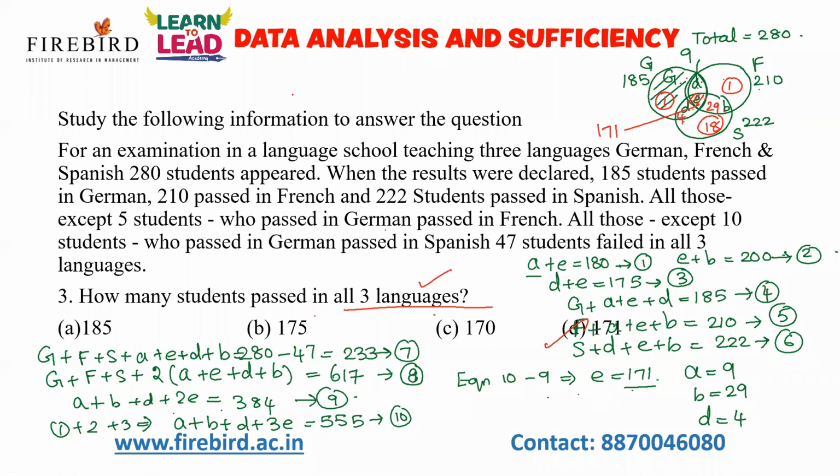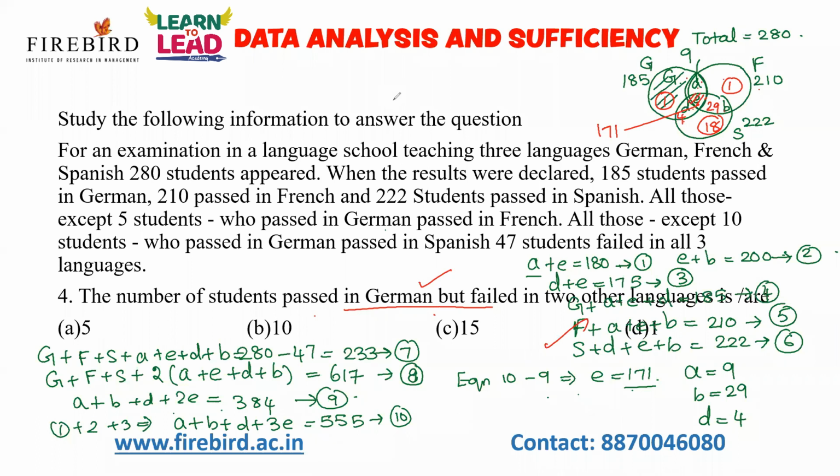The number of students who passed in German but failed in other 2 languages. Who passed in German only, it denotes that students who passed in German only is 1. Okay, so option is D. Option 1. Okay.